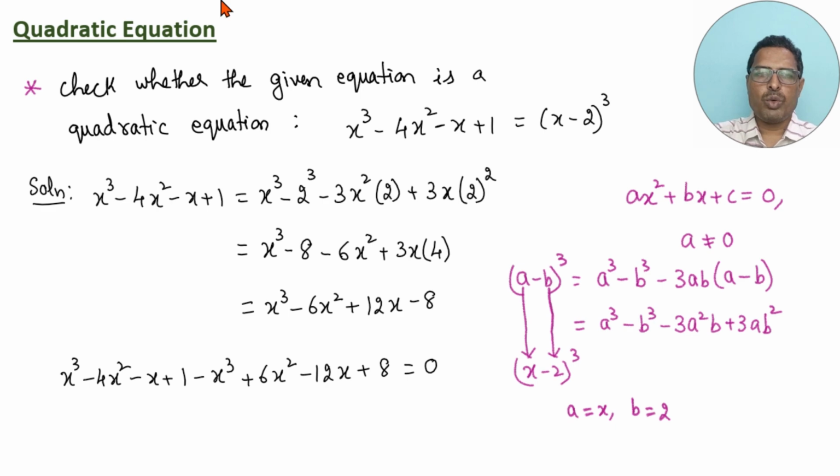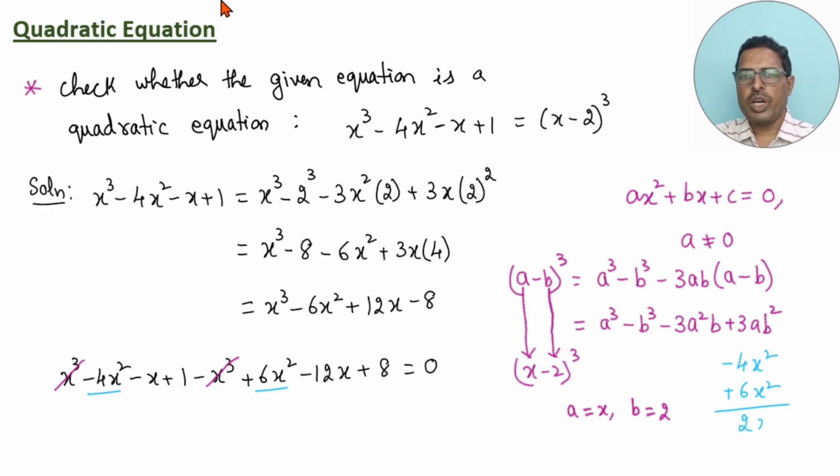Now if you observe over here, this plus x cube and minus x cube will cancel out. Now let us group the like terms. We have minus 4x square and plus 6x square. So this is 6 minus 4. 6 minus 4 will be 2, and this x square as it is. Because the greater number over here is plus, we'll get plus 2x square.